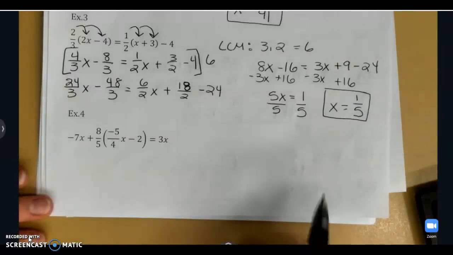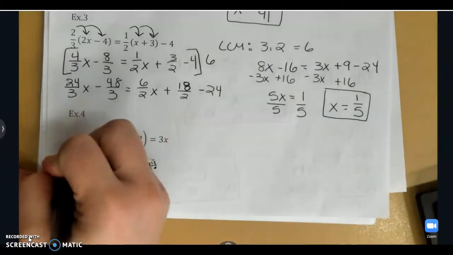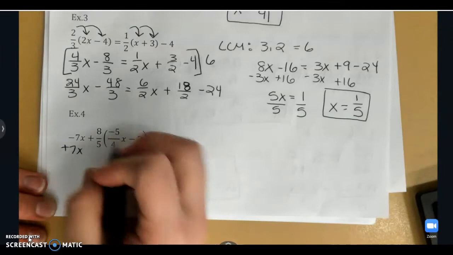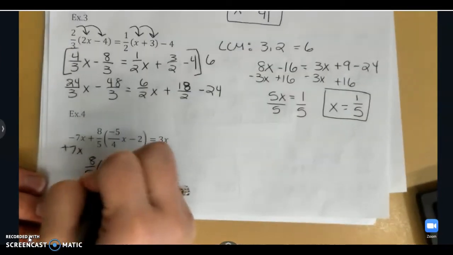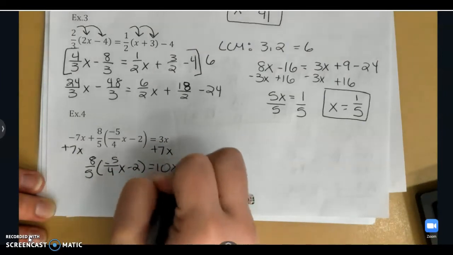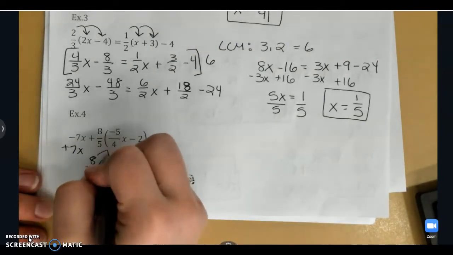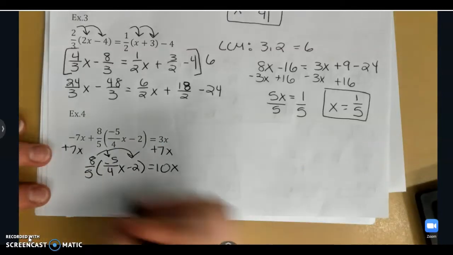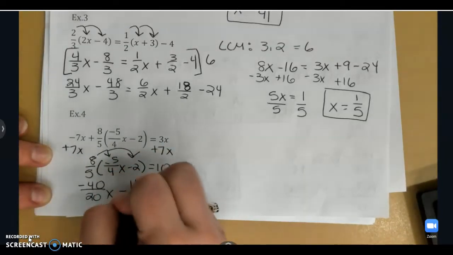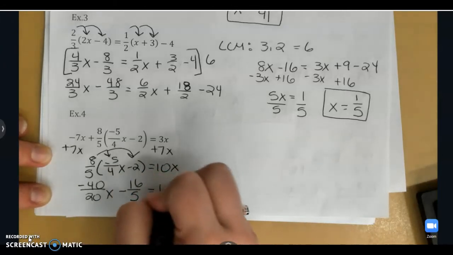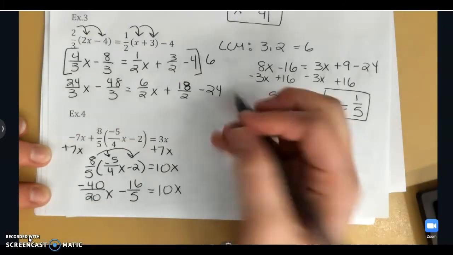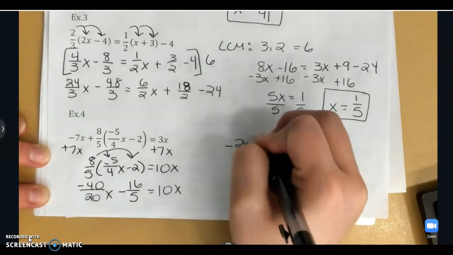Now going on to our last example for linear equations, I'm going to start by going ahead and combining some of my like terms just to make things a little bit simpler. I'm going to move that 7x to the other side, and that's going to give me 10x. Now I'm going to distribute my 8/5, so that's going to give me negative 40 over 20x minus 16 over 5. Now this negative 40 over 20 actually reduces to a whole number, and that's going to be negative 2x.